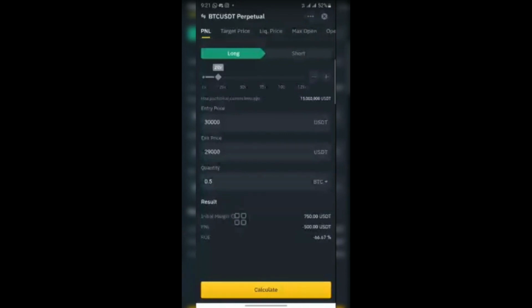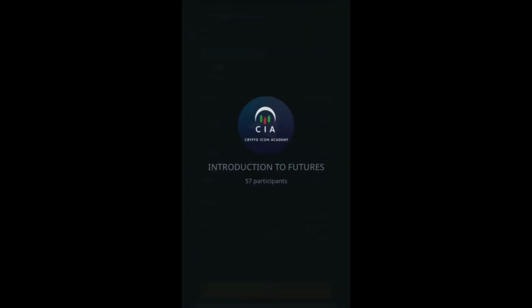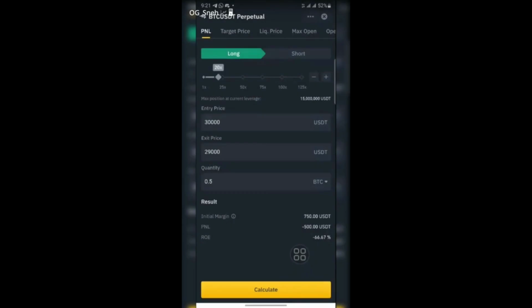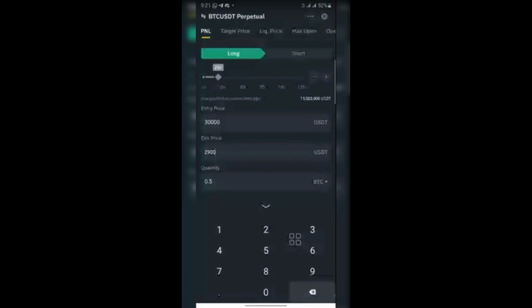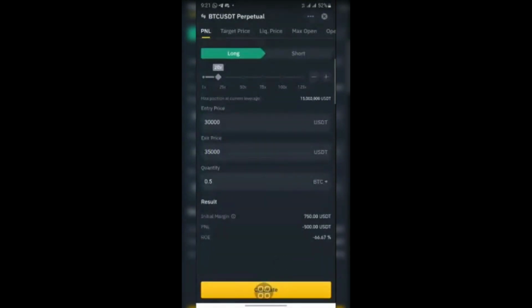Let's say you use $10. So you are going to lose 66% of $10. That's roughly $6.6 that you are going to lose from that trade. But if the trade went your way and gets to 35,000, how much are you going to make? Let's click on calculate. So 333% of $10 is what you are going to make, roughly $33 profit.